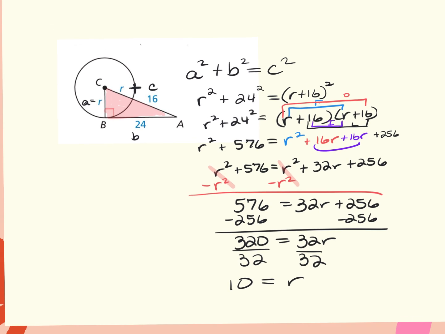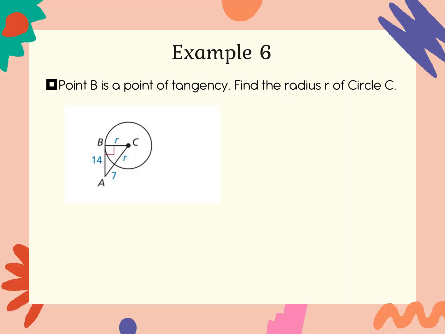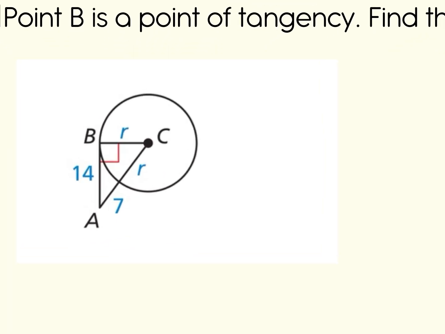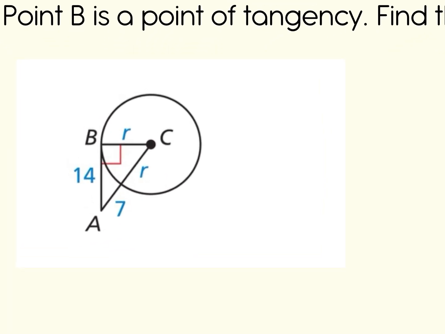The next example on the next slide is exactly the same thing. We're going to plug it into the Pythagorean theorem. We're going to need to FOIL or distribute, and then combine like terms. So for the next one, again, they're telling us that B is the point of tangency, and at that point of tangency, that's where the right angle is located.